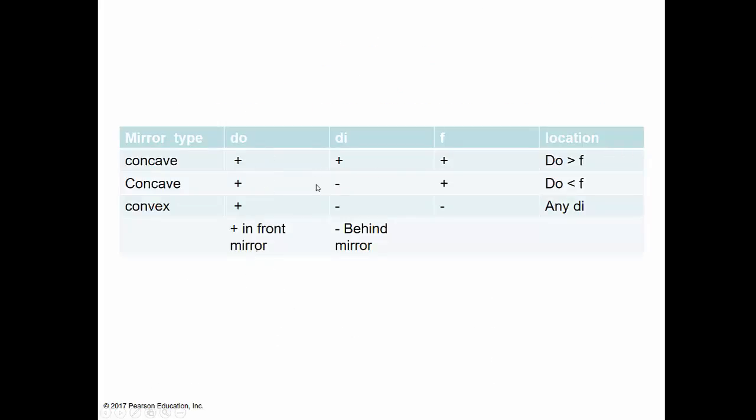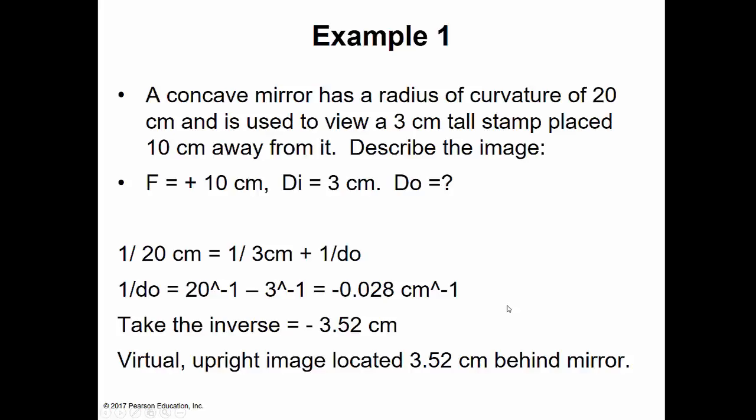So here's another chart that might be a good visual organizer for you. If you have a concave mirror and do is greater than f, do, di, and f are all positive. If you have a concave mirror and do is less than f, then the image distance will be negative because you're making a virtual image. And the convex mirror always makes a virtual image, and it always has a negative image distance. Here are a couple of examples.